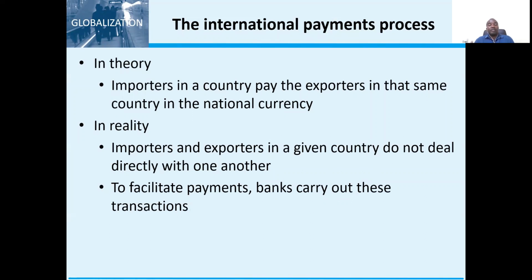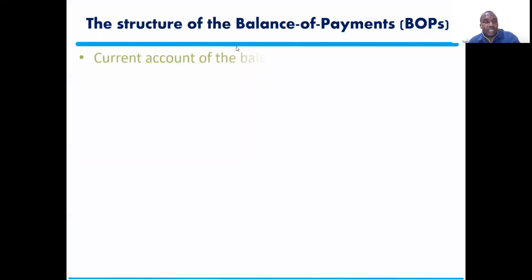So what is the international payments process, which is associated with importation of goods and also exportation of goods to other countries? Importers in a country pay the exporters in that same country in the national currency. In reality, importers and exporters in a given country do not deal directly with one another. To facilitate payments, banks carry out these transactions. So it's the Forex division or the International Trade Division of the bank which specializes in that.